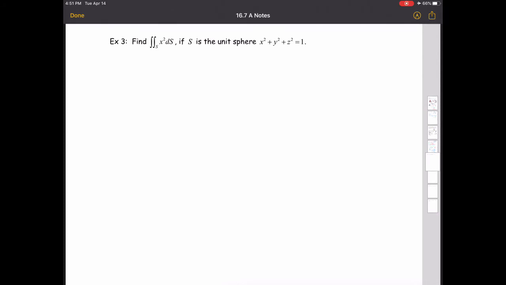Okay, example 3 wants us to find the double integral over the surface, so it's a surface integral, of x squared dS, if S is the unit sphere, x squared plus y squared plus z squared equals 1. So it wants us to find the surface integral over the entire unit sphere. The x squared in the integral basically serves almost like the density function in this case.